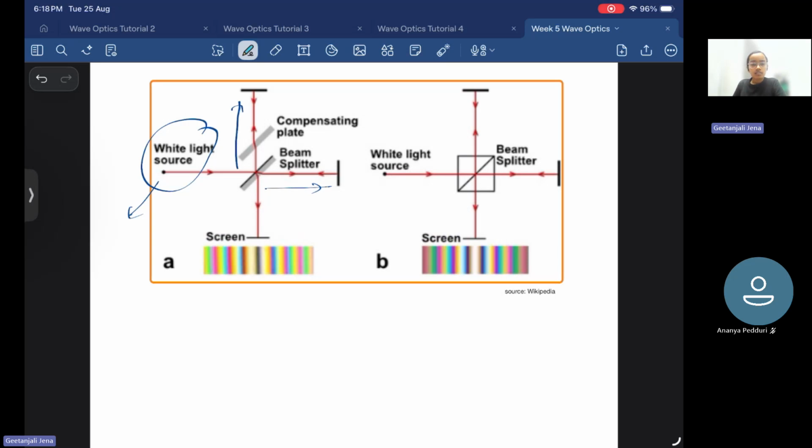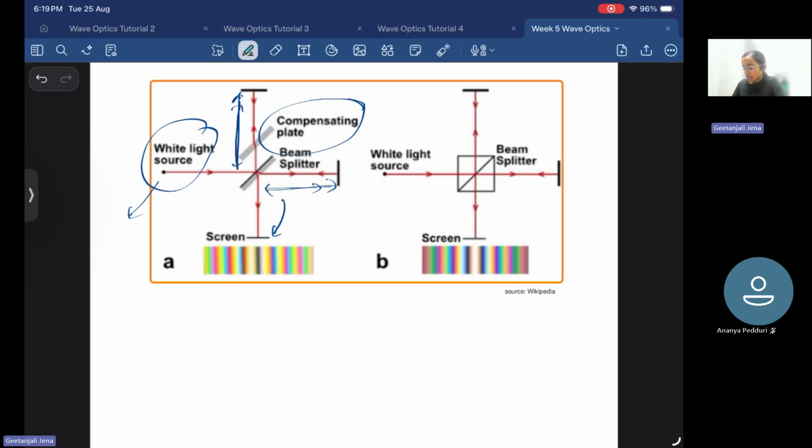To do that, one trick is to use the compensating plate. The compensating plate is usually introduced to make the path length equal in the M1 and M2 directions. Using this, we can see the interference pattern, but the contrast will not be as bright as with laser light. If you compare the two, the laser light has higher interference contrast than the white light source.